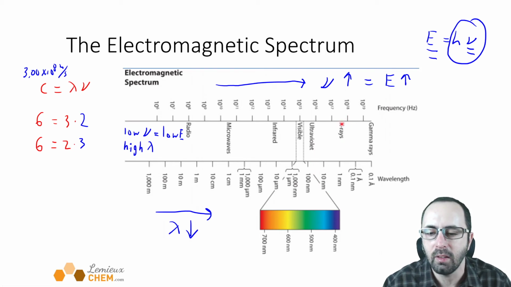Even higher energy is X-rays. Like when you go to the dentist, they use X-rays to image your teeth or your bones because X-rays pass through skin very easily, but not through bone. And so they can use those to image bones. And then the highest energy is gamma rays.